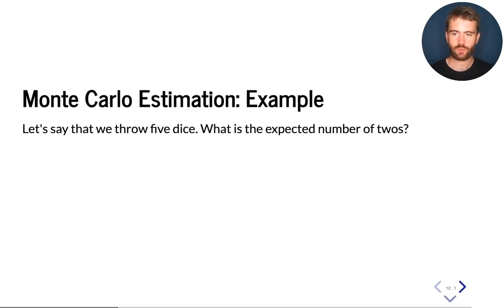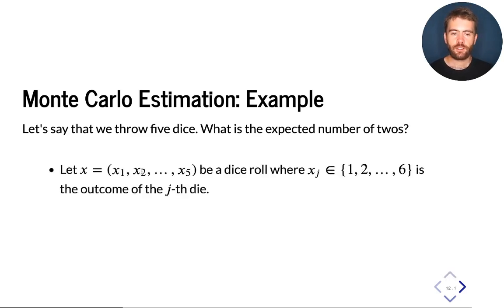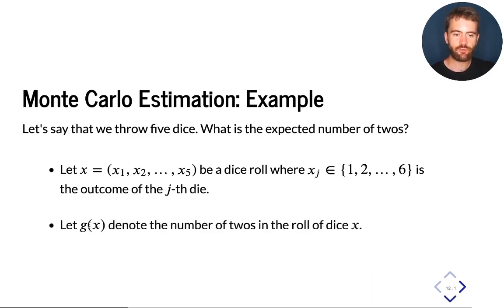Let's make this a little bit more specific with a particular example. Let's say that we're throwing dice and we have 5 dice, and we want to know what is the expected number of 2s that we're going to roll. So specifically, let's have x be the following vector, where each component of the vector is a number from 1 to 6. So that's just the outcome of the jth die. So x2 here, if x2 equals 6, then the second die rolled to be 6. And then g of x is simply going to be the number of 2s in this roll.